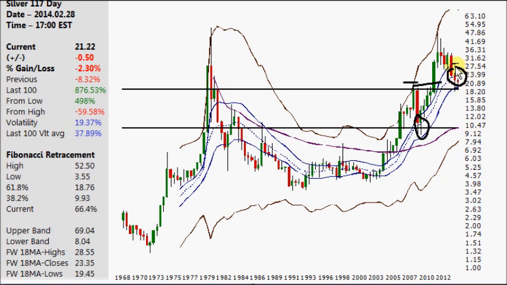Again, back to that level, come back here. We'd expect a break of this resistance, and what's the high? Well, time would only tell on that.